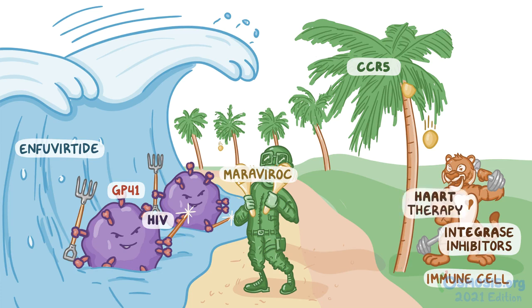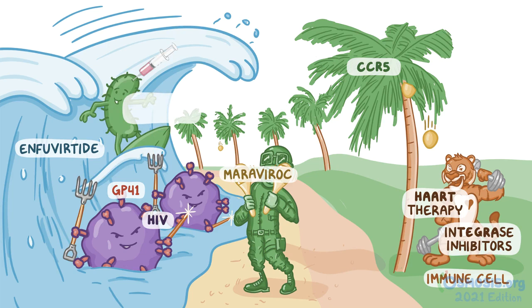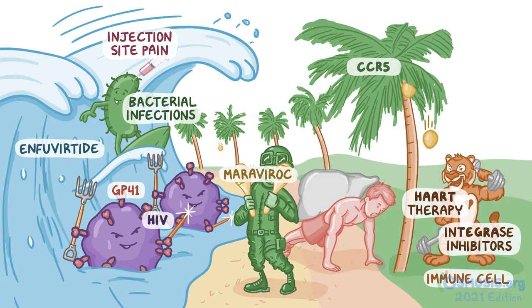For side effects, there's a happy little bacteria surfing on the enfuvirtide wave for bacterial infections, and he's got a syringe sticking out of his head for injection site pain. Next to the maraviroc soldier, there's another guy doing push-ups. He's lifting a big liver-shaped stone on his back for hepatic damage and elevated liver enzymes, and his joints and muscles are swollen since it's too heavy for him.